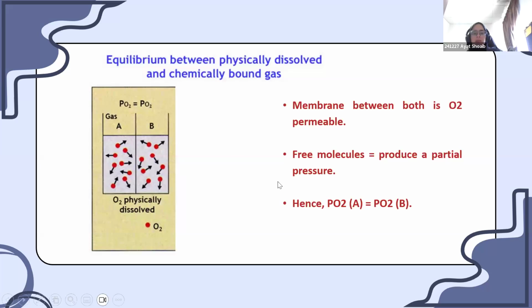Okay, I'm going to start off with this. Equilibrium between physically dissolved and chemically bound gas. In this one, we just have physically dissolved. You can see over here, there are just free, non-bound molecules. There are 8 of them, and even here there are 8 of them. So the partial pressure of gas A is equivalent to the partial pressure of gas B, because the free molecules are equal. What about the concentration? The concentration is also 8 and 8, so that is also equal.